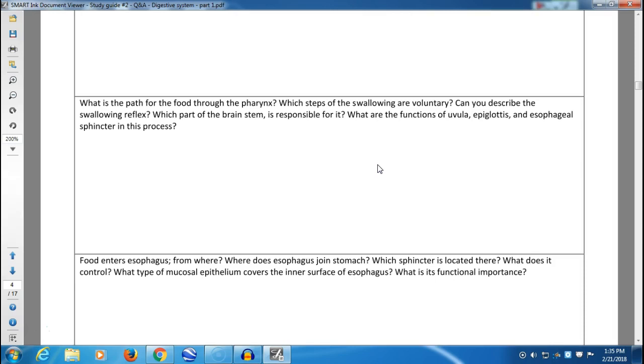Deglutition center in the medulla. What does the medulla do? Closes the nasopharynx by the uvula, and by means of the epiglottis it closes the larynx. Opens the esophageal sphincter, and the food gets into the esophagus.